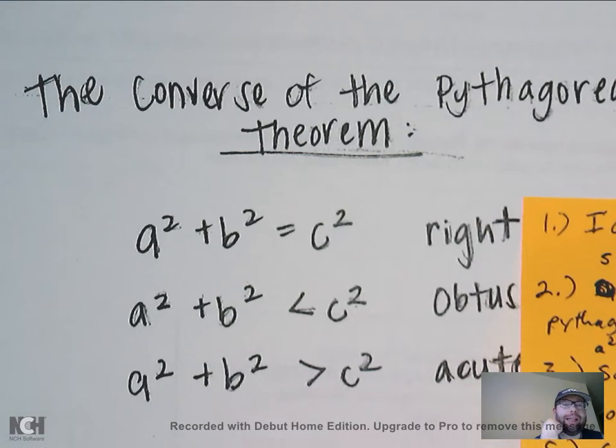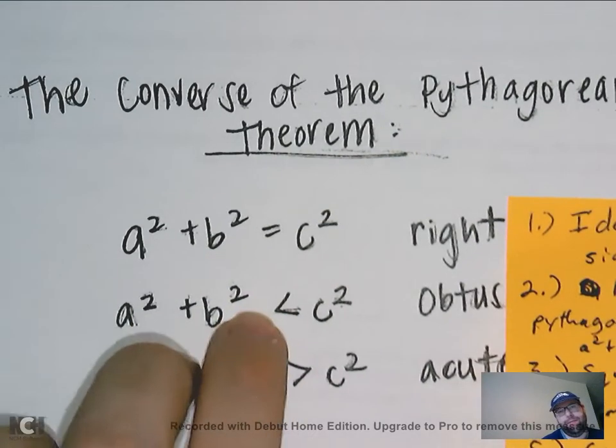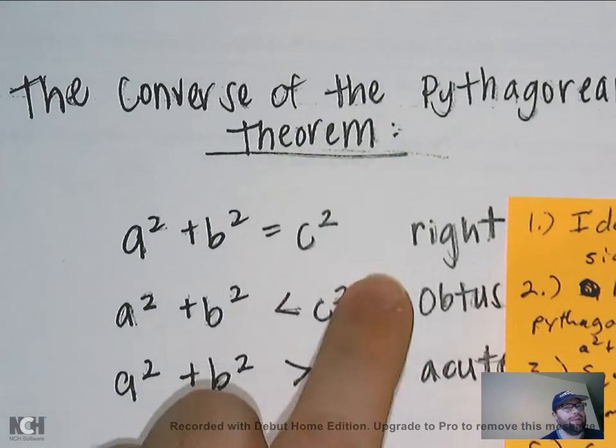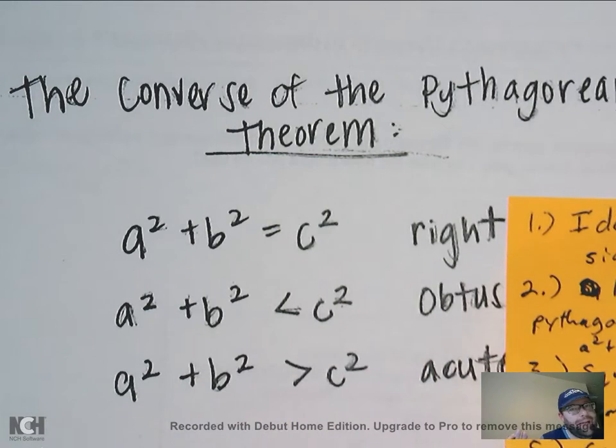We're going to do a second day on the converse of the Pythagorean theorem, which basically says some pretty obvious things, right? If the two smaller sides squared equal the longest side squared, it's going to be a right triangle, because that's the Pythagorean theorem. And we can use that to find all sorts of lengths and distances. But there are some other things that it also says about triangles.